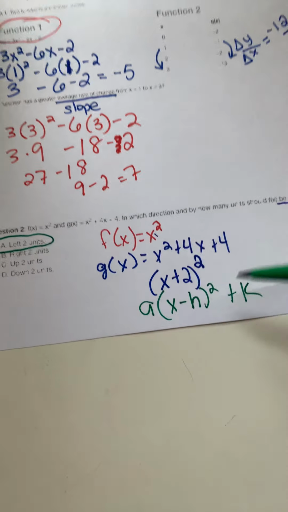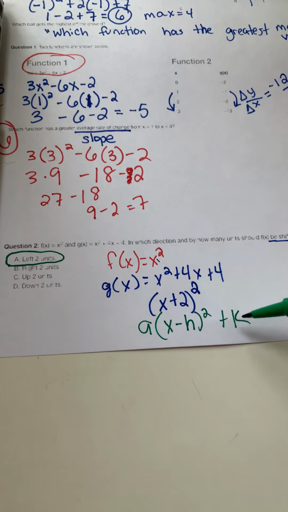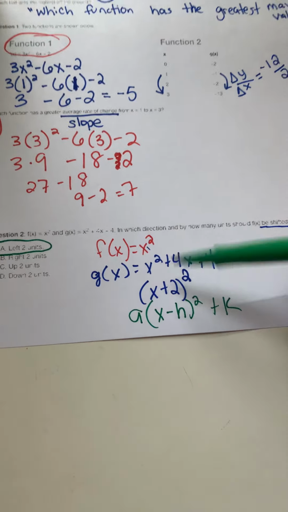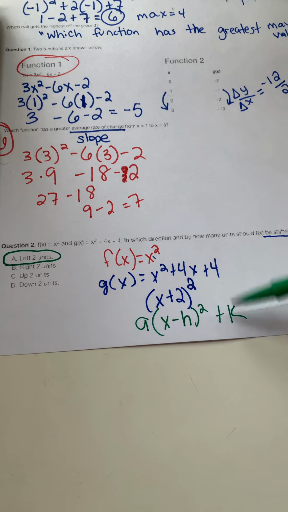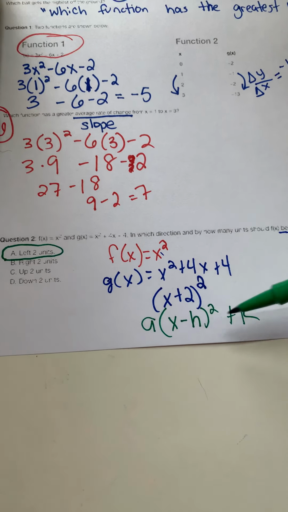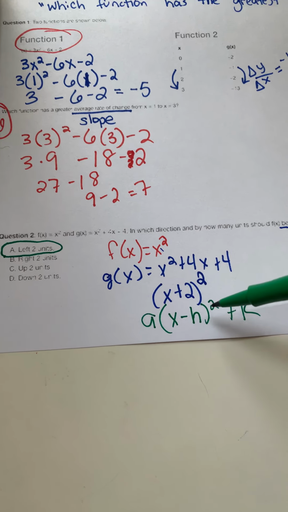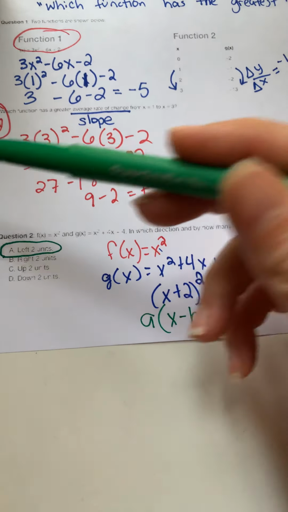Remember, if you added to the y, it would do what you think it does because this is already a plus here. If you change the k value, it goes up or down, like the way you think it would. If you change the h value, it always does the opposite. So this is going to the left.